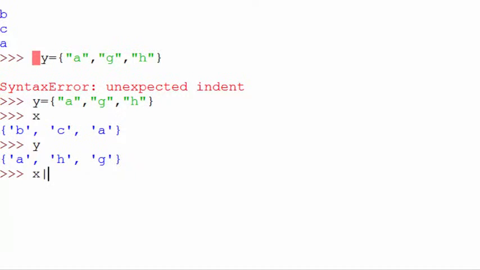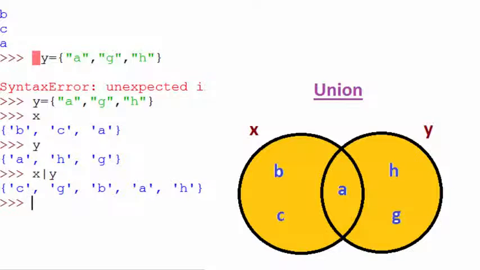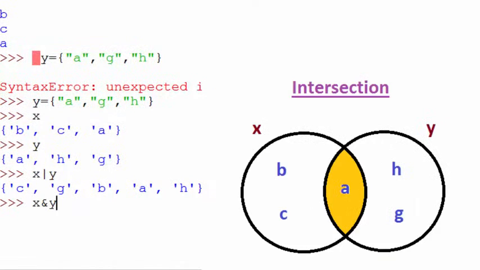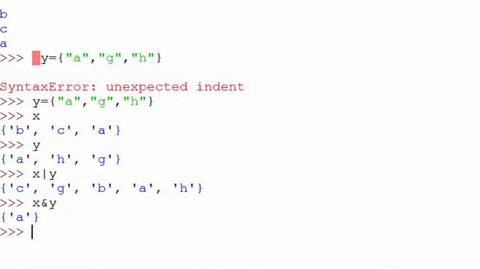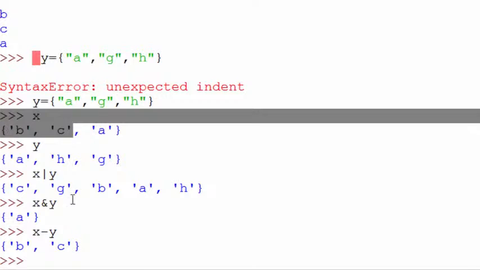To find out union, you can use the OR operator, X or Y. So as you see, A was common, so it's present just one time, and then it has all the elements from both the sets. If you want to find out an intersection, you use the AND operation, X and Y, and you see the only element common in both the sets is A, hence it printed A. You can also find out a difference, so you can say X minus Y, and that's going to print B and C, because from X, if you subtract Y, A is the common element, so it will subtract A, and what is left is B and C.